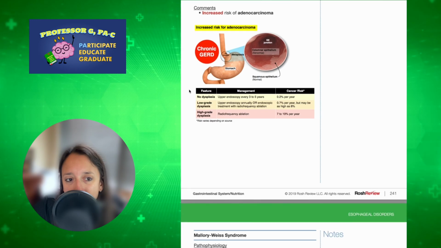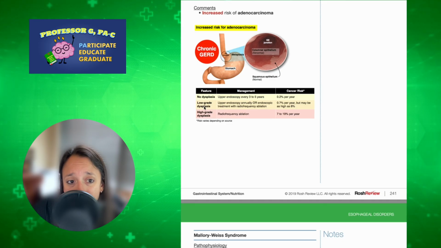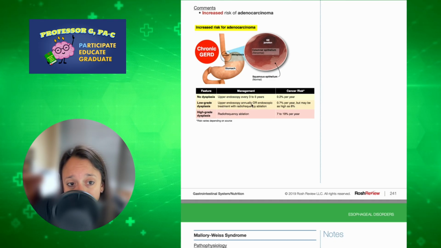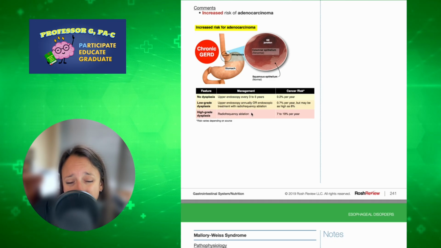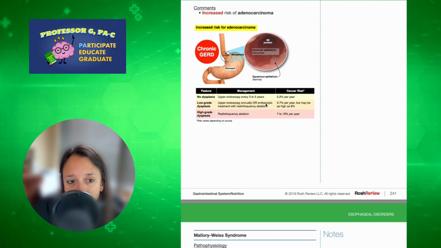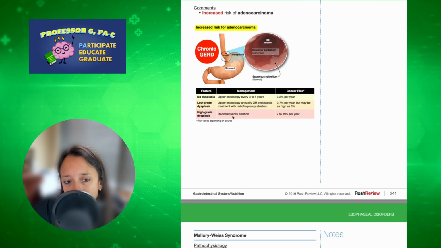There are different grades of dysplasia. Some of them have no dysplasia, just metaplasia, and this would be just a surveillance endoscopy every 3 to 5 years. If we have low-grade dysplasia, we're going to need to do annual upper endoscopies, and they'll probably have to include some radiofrequency ablation. And then high-grade dysplasia, they're going to need to do RFA.